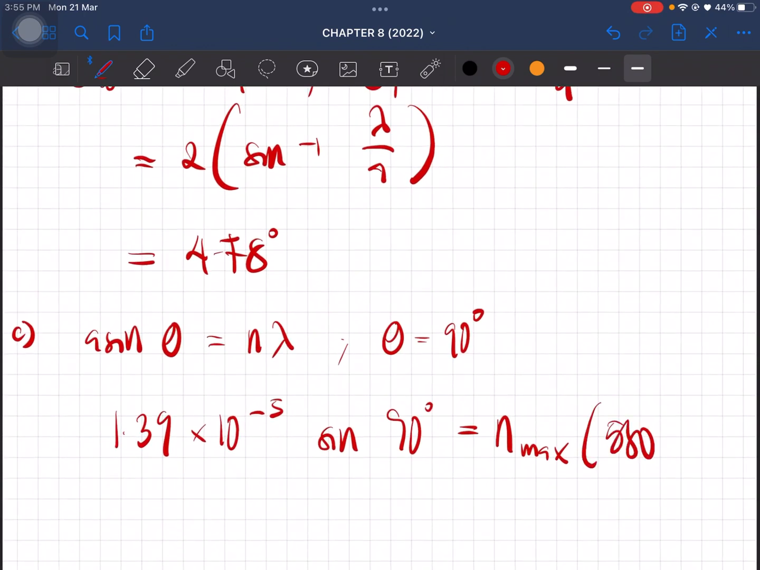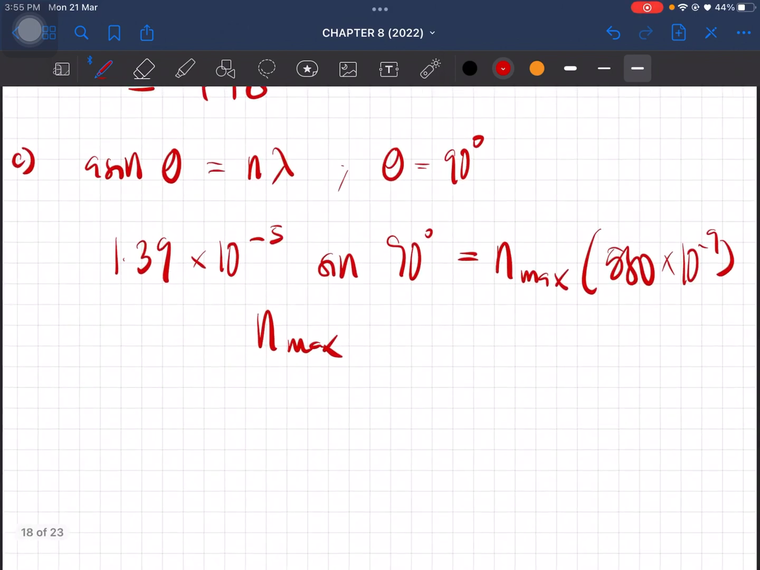So wavelength is 580. So you will get the number of minimum that can be observed. This is the maximum number of fringes. So approximately 23.